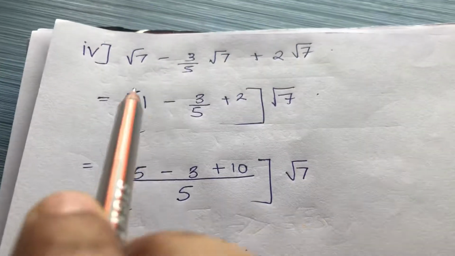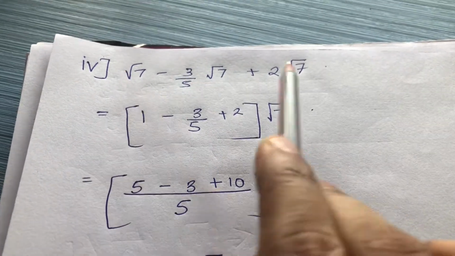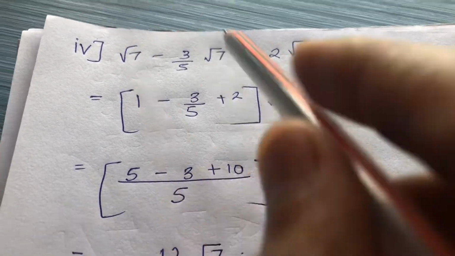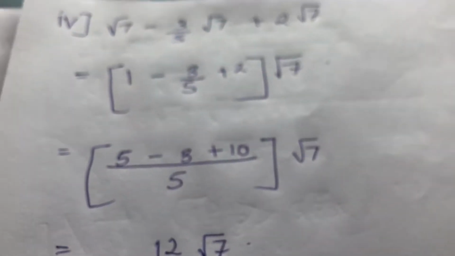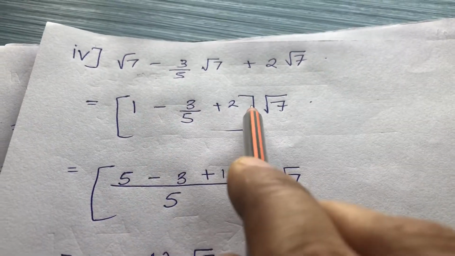Next, fourth question, a little bit tricky but nothing tough. This is given to you. Now we take the root 7 common. Okay. Now here nothing means it is 1, correct? The coefficient is nothing means it is 1 always. So it is 1 minus 3 root 5 plus 2.